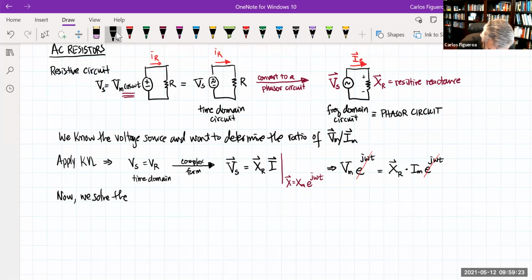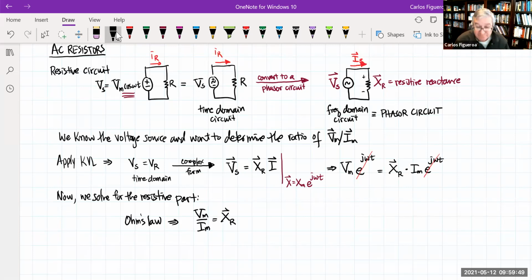So now, solve for the resistive part. So in this case, according to Ohm's law, that tells us that V of M over I of M should be equal to X of R. And in this case, we know that X of R is just going to be R. So according to Ohm's law, this is what we have. This is Ohm's law here.